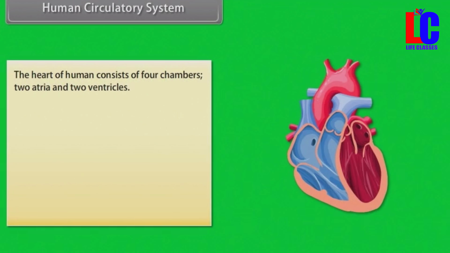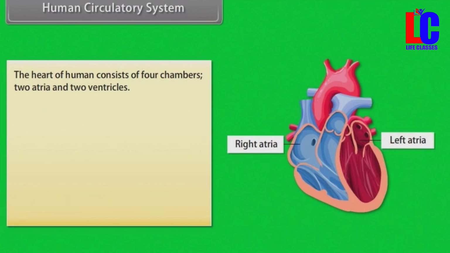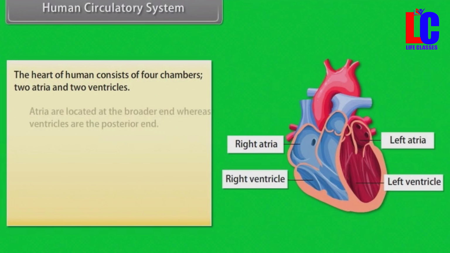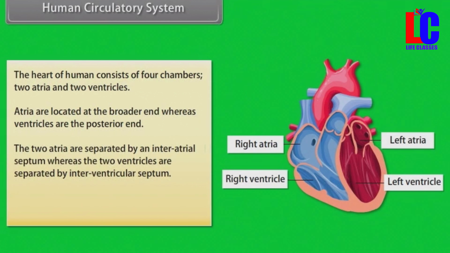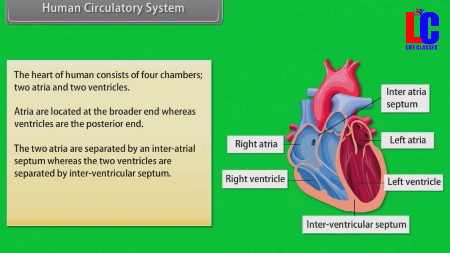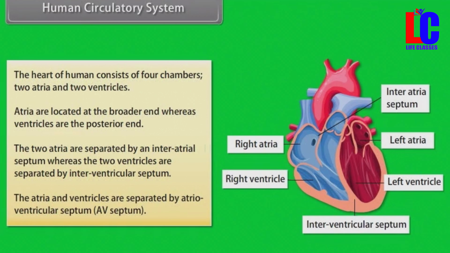The heart of a human consists of 4 chambers, 2 atria and 2 ventricles. Atria are located at the broader end, whereas ventricles are at the posterior end. The 2 atria are separated by an interatrial septum, whereas the 2 ventricles are separated by an interventricular septum. The atria and ventricles are separated by the atrioventricular septum.